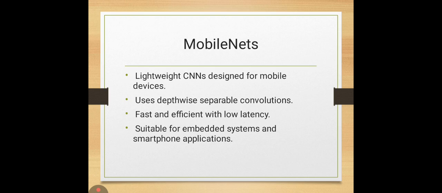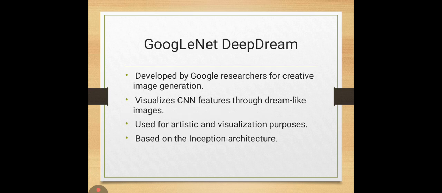Next is MobileNets. MobileNets are lightweight CNNs designed for mobile and embedded devices. They use depth-wise separable convolutions. They are fast, memory efficient, and suitable for real-time applications.